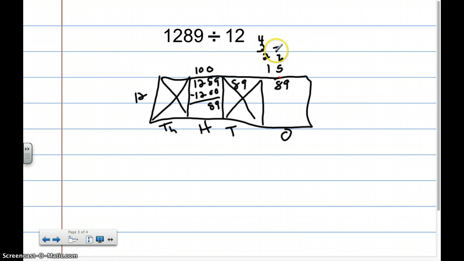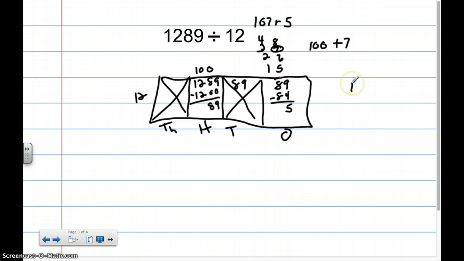12 times 7 is going to be 84, and 12 times 8 is going to be too big because it's 96. So I have to choose the 7 right here. So 12 times 7 is going to be 84. And then I have that pesky remainder. But my remainder is smaller than my divisor. So I'm good. So I have to take the 100 plus no 10s, no thousands, but plus 7 ones. So my answer is going to be 107 with a remainder of 5.